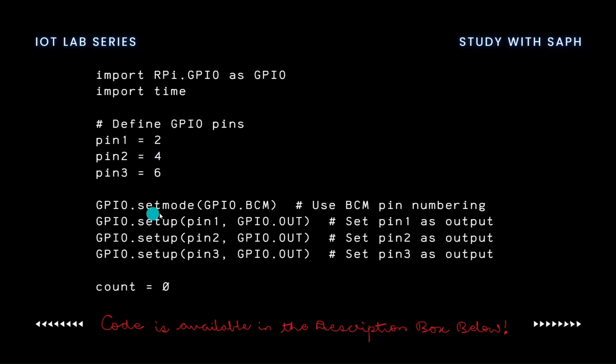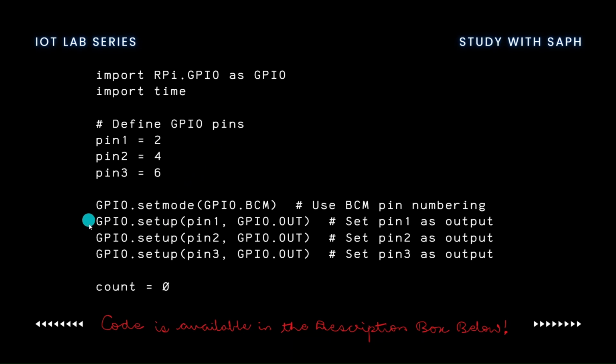Next, we're going to be setting the mode of the GPIO using the GPIO.setmode command. And in this case, we're using GPIO.BCM. BCM stands for Broadcom mode. So the basic idea behind using the BCM pin numbering is that if I'm selecting pin number 2, it corresponds to the actual GPIO pin 2 of the Raspberry Pi.